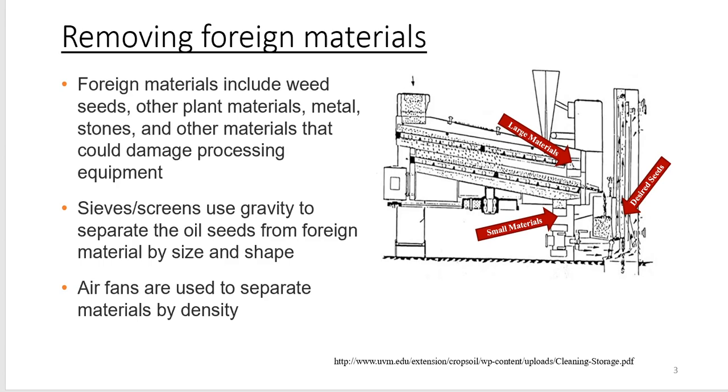Here you see a sieving machine used to separate foreign materials from oil seeds. Sieves and screens are used to separate foreign materials by size and shape. Air fans are used to separate materials by density. Light materials are blown away by forced air. Also, in some systems, magnets are used to separate metals.